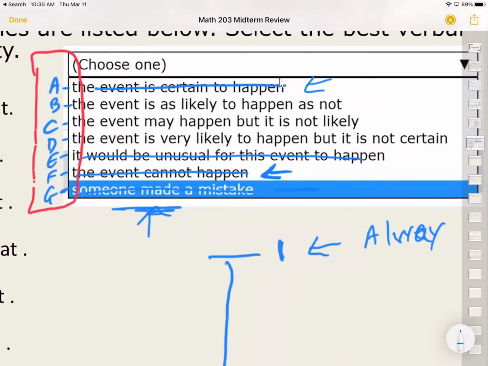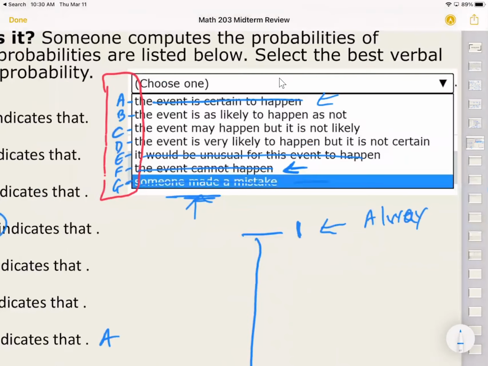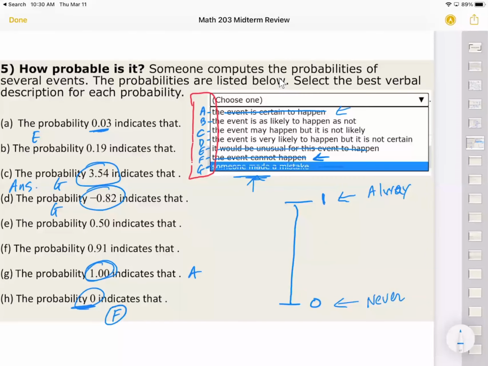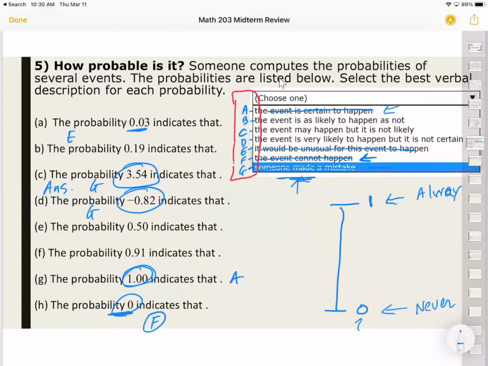And as I mentioned to you guys, the closer the event is to 0, the more likely it will not happen, right? So this one is basically might happen but not likely. Everybody see that for 0.19, the answer will be C, because this event might happen but is not likely, because again it is closer to 0.